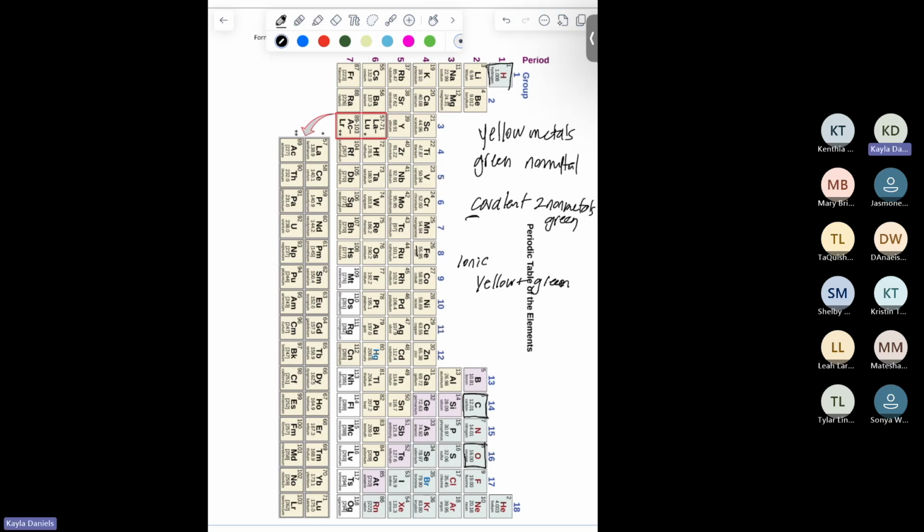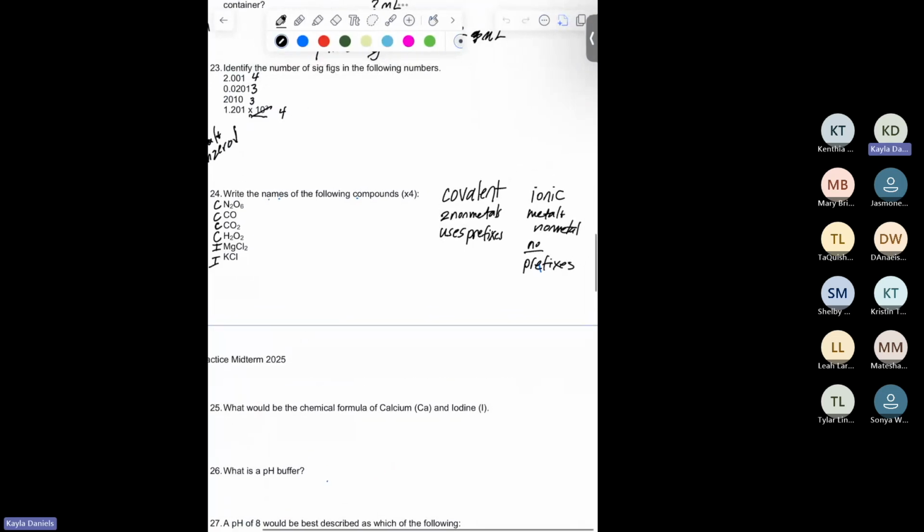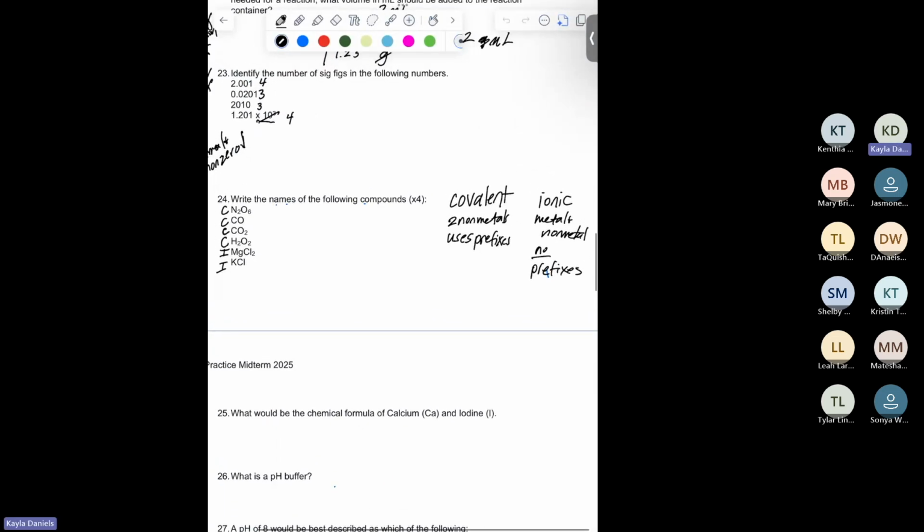Hydrogen, he's still green. He just happens to be way over here. Hydrogen, oxygen, covalent. What other example did we have? We had nitrogen and oxygen, I think. Those are both green. And then we had, I know for sure, KCl. So Cl is green, but potassium is yellow. Was it MgCl2? Yeah, magnesium's also a metal, but chlorine's still a nonmetal. Got it. All right, so we've identified if they're ionic or covalent.